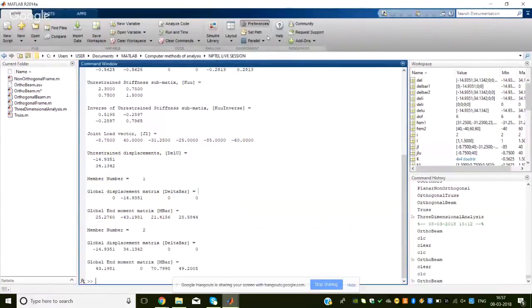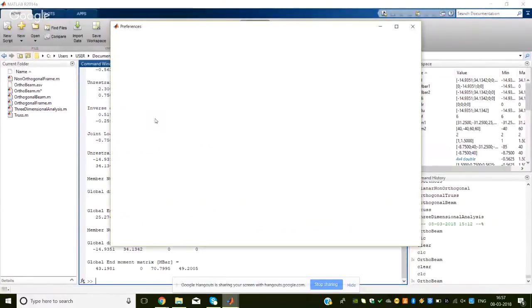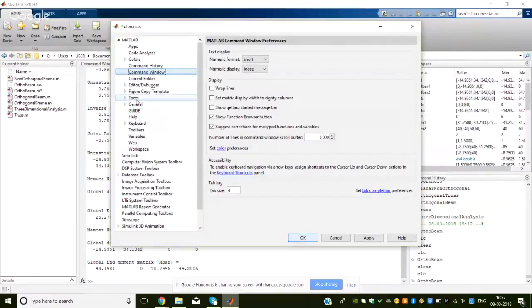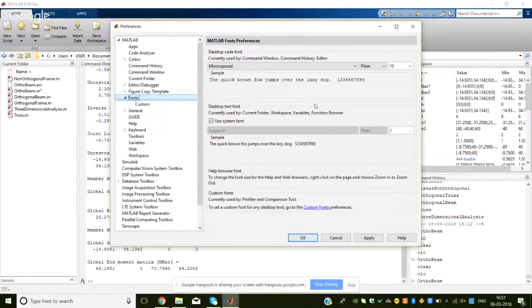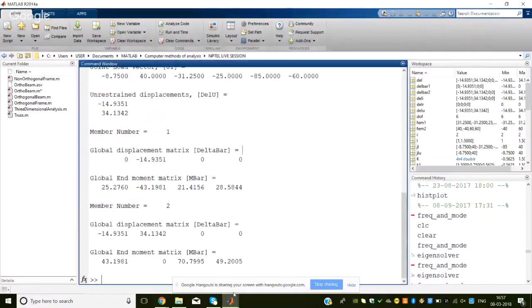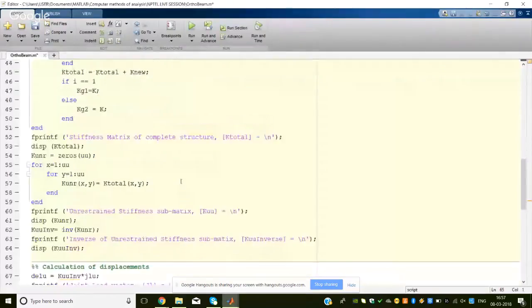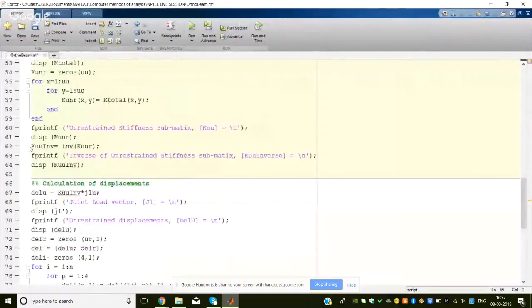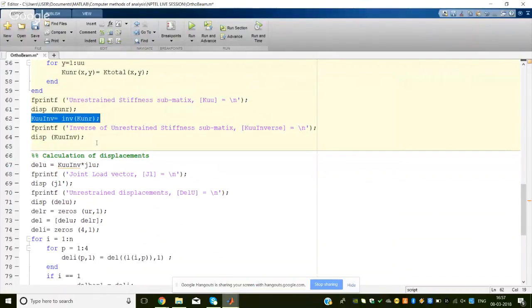Let me increase the size of the font. So here, INV is a command used for finding the inverse of a matrix of size n by n. In this line, we are calculating the inverse of the unrestrained stiffness matrix, which is required for the calculation of displacements.